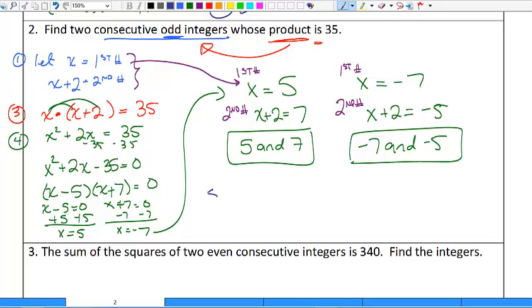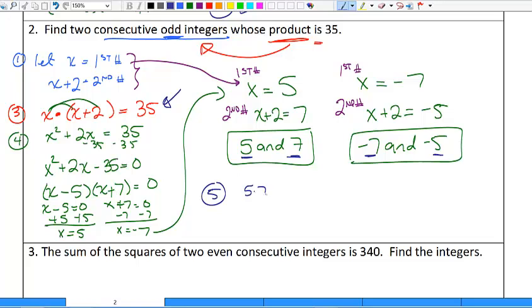To be sure, let's check our answers. The question, going all the way back to the words, don't check with step 3. Because if you wrote step 3 wrong, then checking with step 3 is going to make you feel like you got your answer right. Go back and check with the words. Find two consecutive odds. Are these consecutive and odd? Yes. Are these consecutive and odd? Yes. Okay. Whose product is 35?